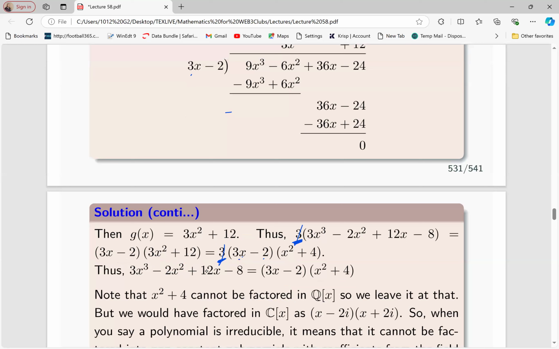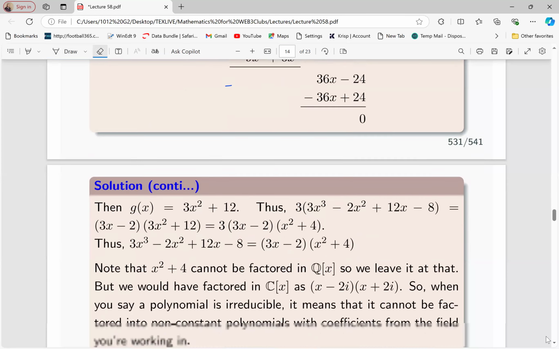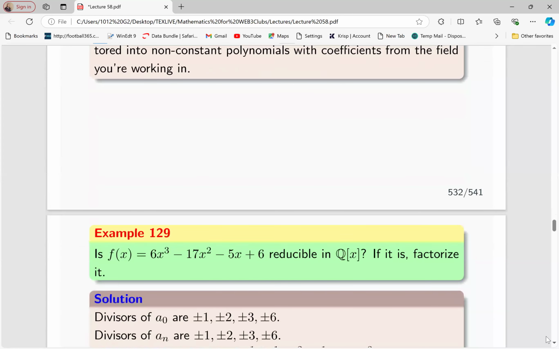So when they cancel out, we are left with this. So this is the factorization of the original polynomial. Now, maybe I can show you one example, then we go to the code. Just one example.